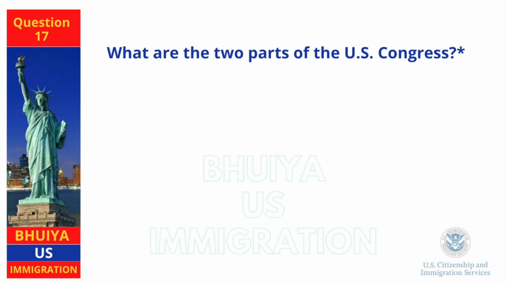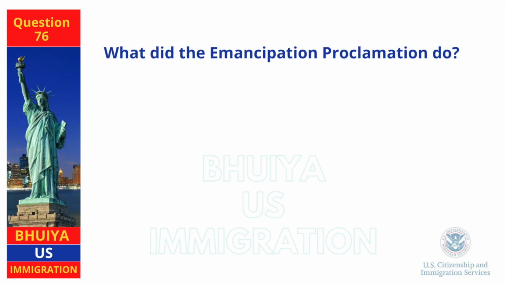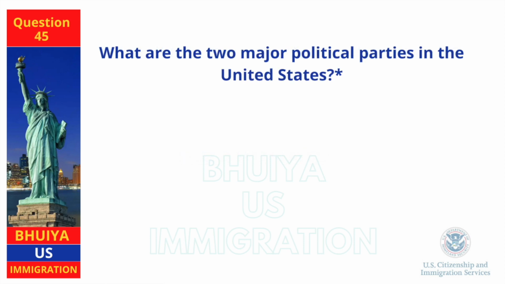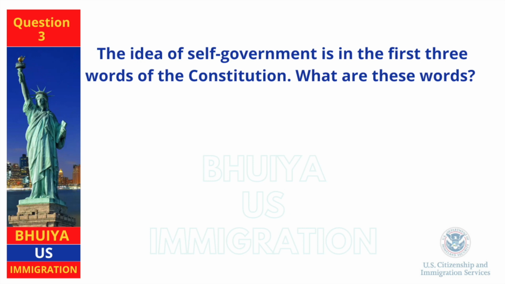What are the two parts of the US Congress? The Senate and House of Representatives. What did the Emancipation Proclamation do? Freed the slaves. What are the two major political parties in the United States? Democratic and Republican. The idea of self-government is in the first three words of the Constitution. What are these words? We the people.